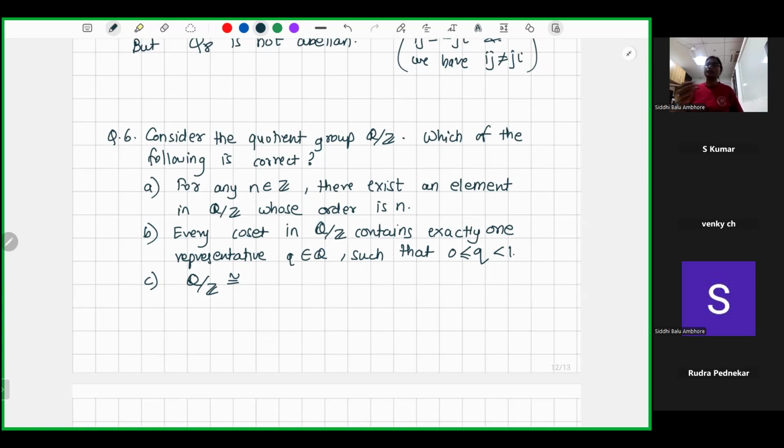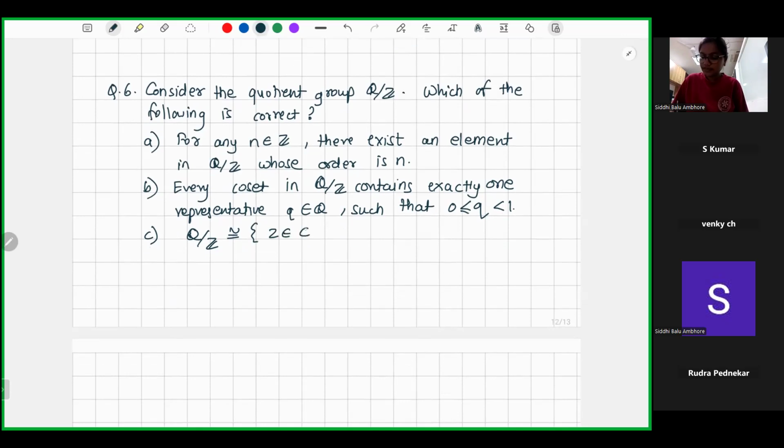So first of all, understand that whenever someone writes a quotient of a group, please check whether the subgroup with respect to which we are taking the quotient is normal or not. It is really important to make sense of the multiplication in that new quotient group. Here the quotient makes sense because Z is normal.